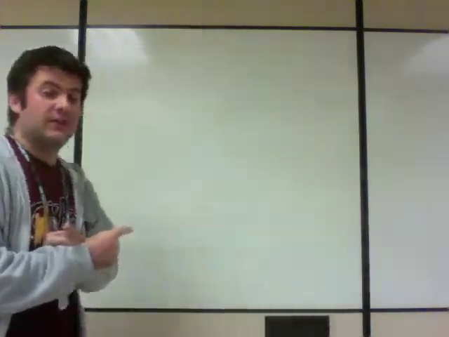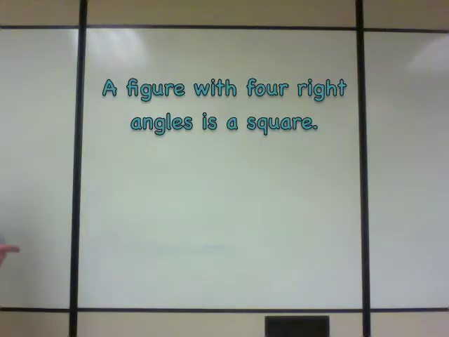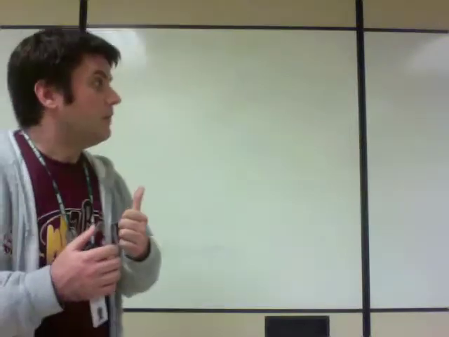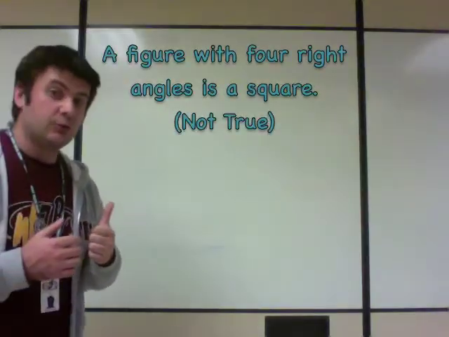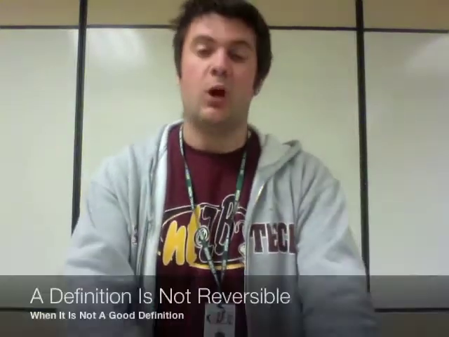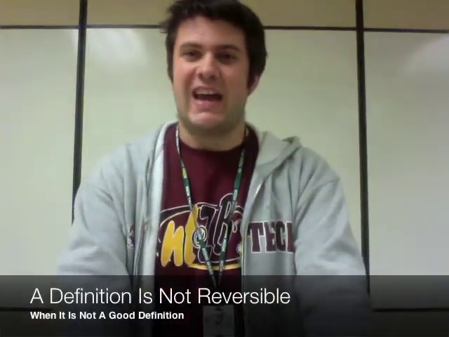So the reverse of this is a figure with four right angles is a square. Now, that's not necessarily true. You could have a rectangle, which is not a square, and that would still have four right angles. So this is not a good definition because the reverse is not true. So we can't rewrite it as a biconditional. All we say is that this definition is not reversible.